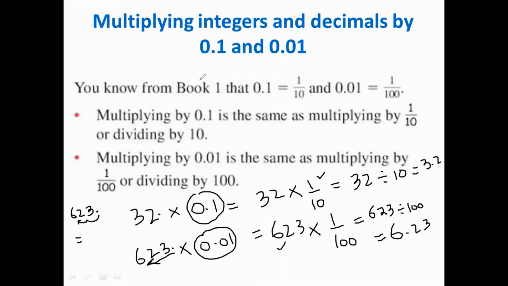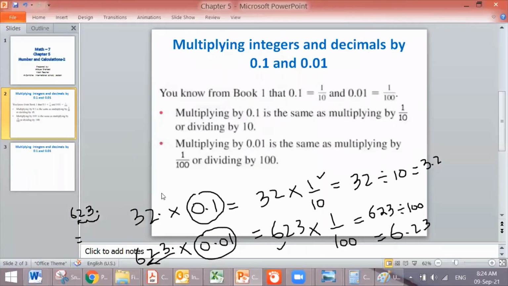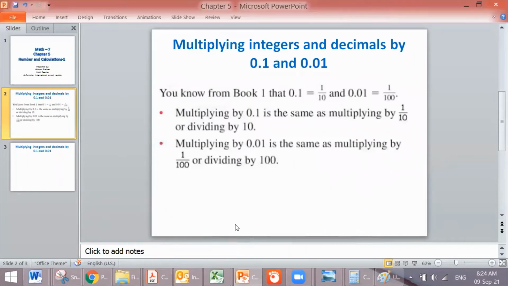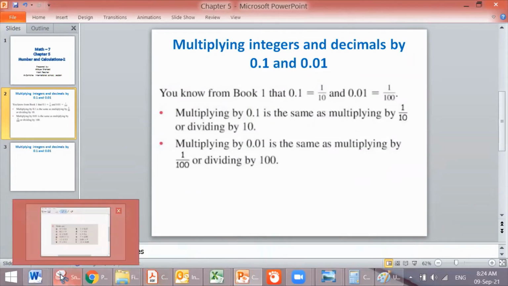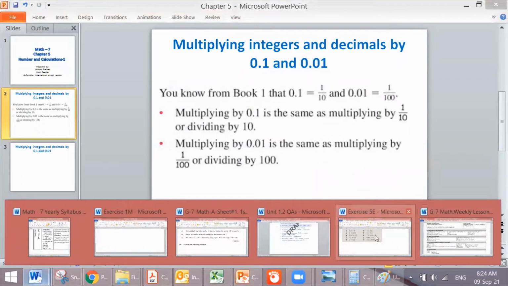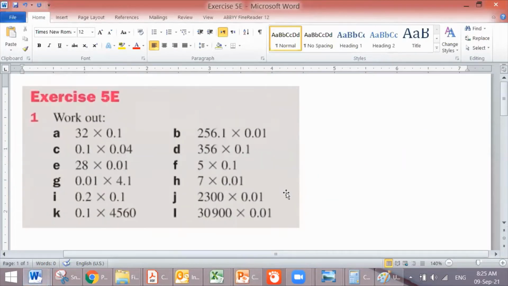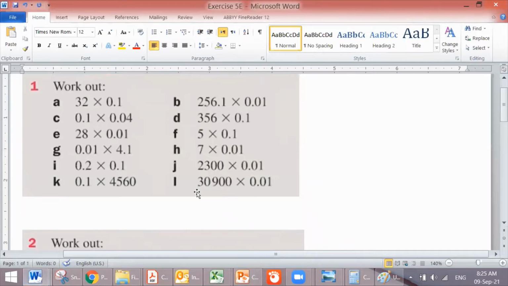Yes, today we will complete these questions. Exercise 5E. Part A is: work out 32 multiplied by 0.1. Okay, so its answer, I'm going to write it.